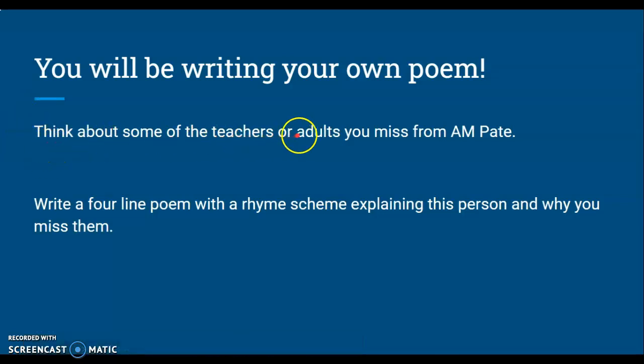Think about some of the teachers or adults you miss from AM Pate. Anyone who works at AM Pate. Doesn't have to be a teacher. Could be Miss Snow, could be someone in the cafeteria, could be Miss Robinson, could be a principal. Write a 4-line poem with a rhyme scheme explaining this person and why you miss them.